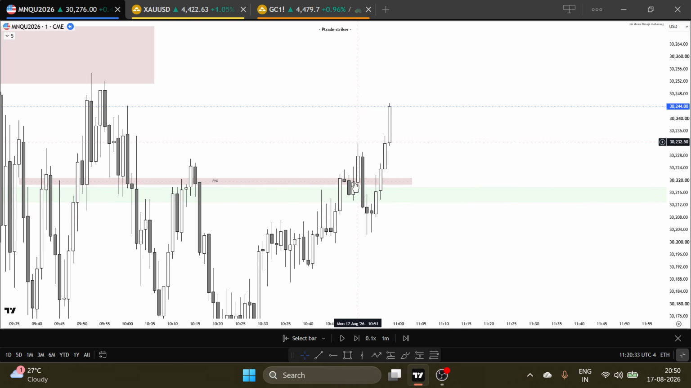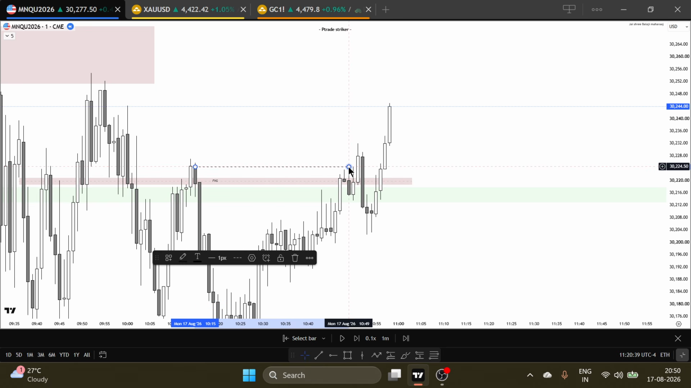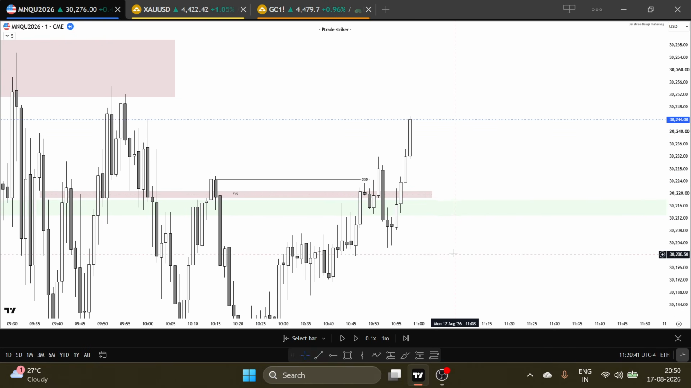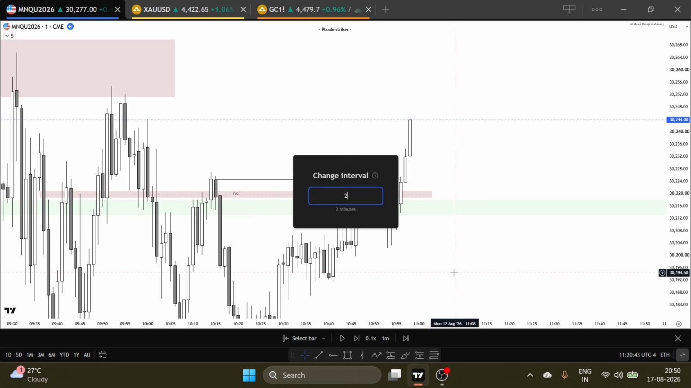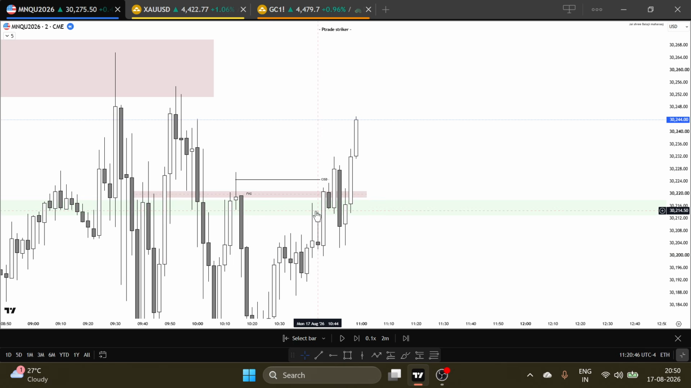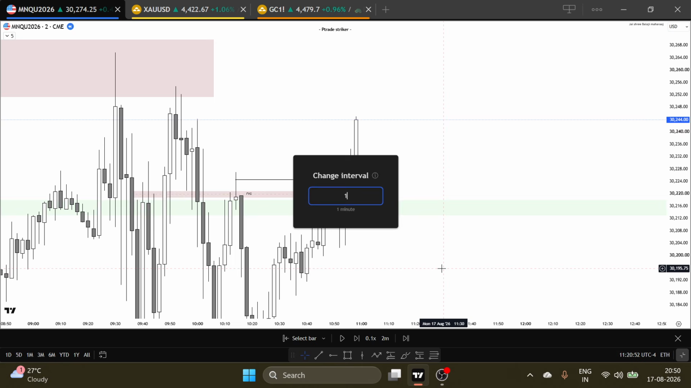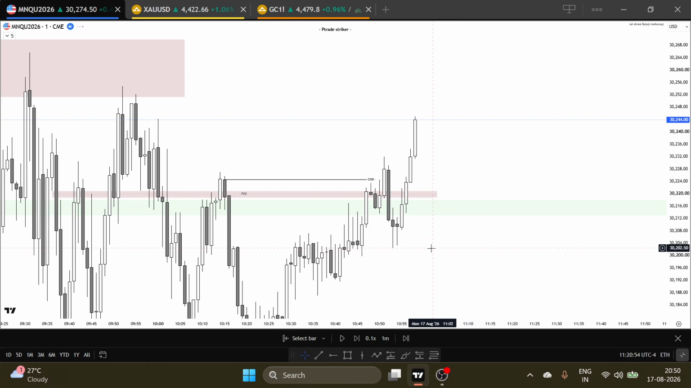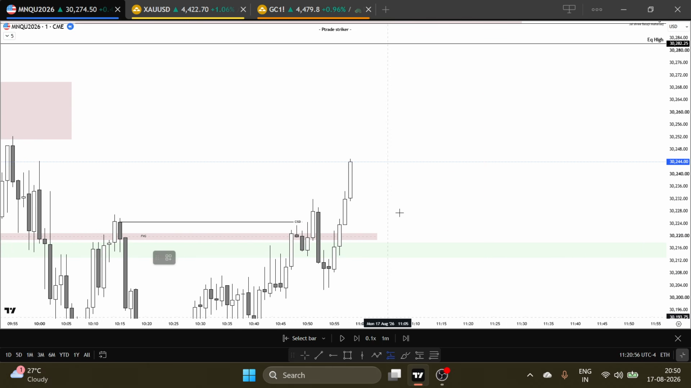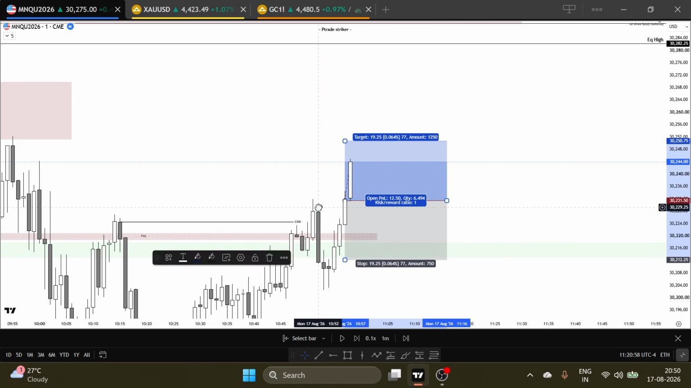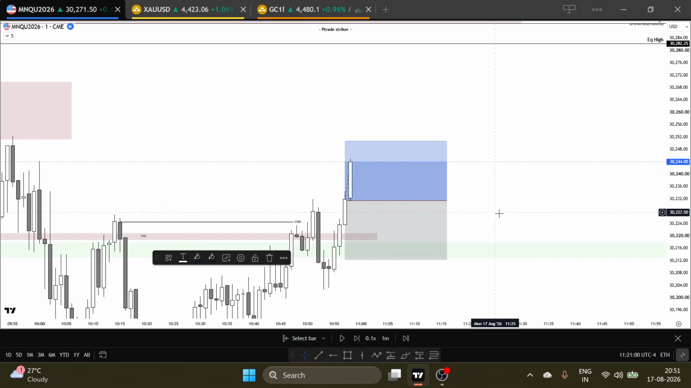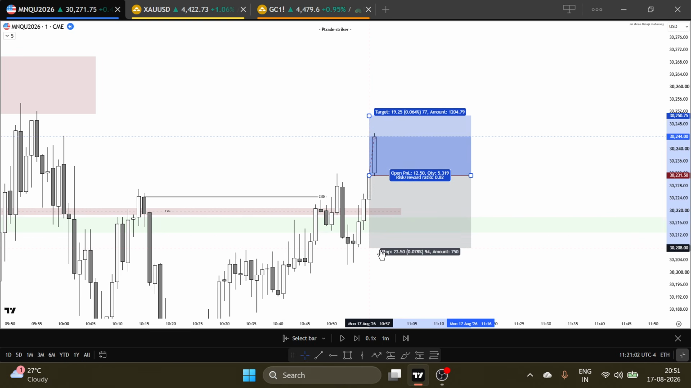And now here you can see price broke this high, broke this high. We got CISD for the upside, right? So as we got CISD, price came back and respected this fair value gap on the 2 minute time frame. So I was very confident that price will push up. That's why I executed on this candle, and my stop loss below this candle.